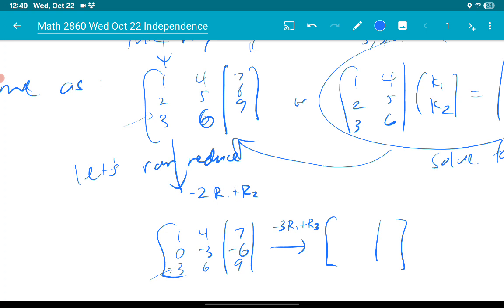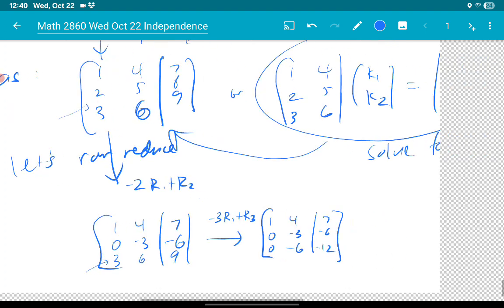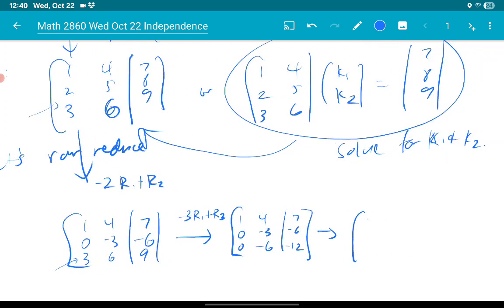All right, so then what are we getting next? Our first 2 rows stay the same. We get a new third row: negative 3 times 1 plus 3 is 0. Negative 3 times 4 is negative 12 plus 6 is negative 6. Negative 3 times 7 is negative 21 plus 9 is negative 12. Well, look at that. You see how the third row is a scalar multiple of the second row? Like if I do negative 2r2 plus r3, we do get the third row is all zeros.